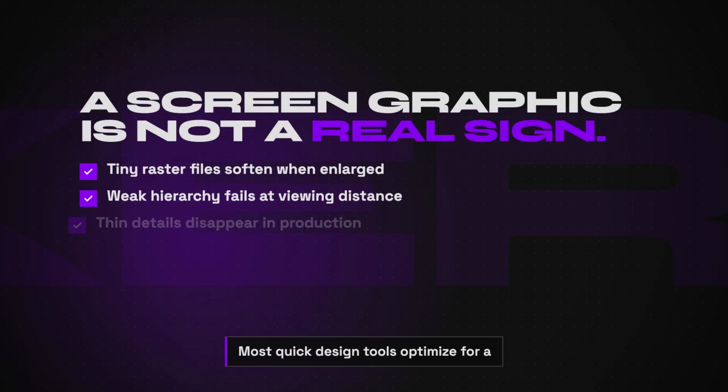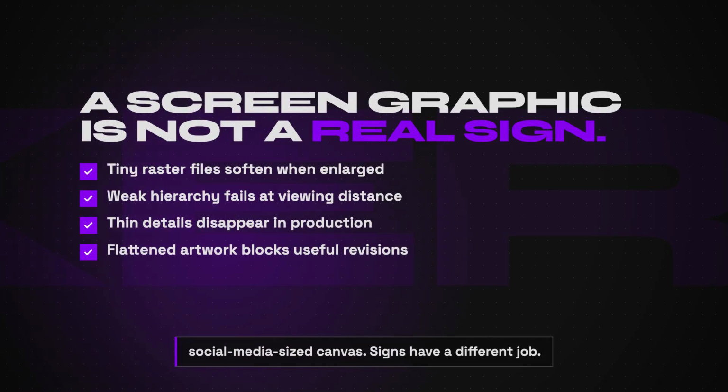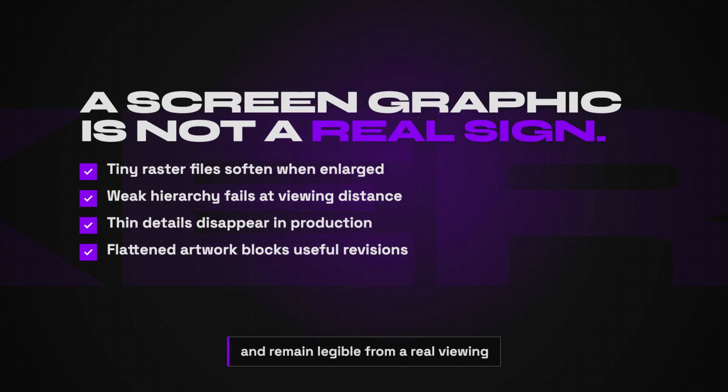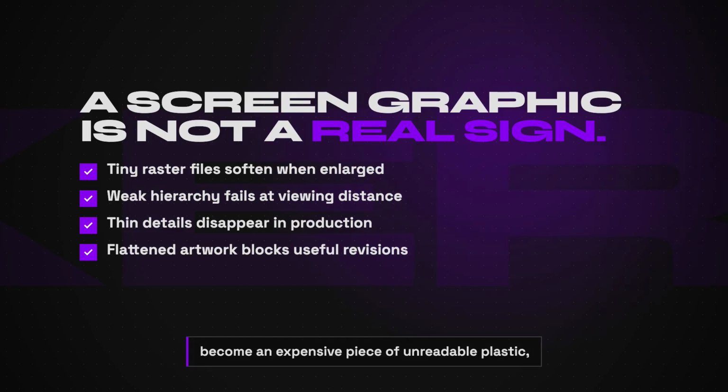Most quick design tools optimize for a social media-sized canvas. Signs have a different job. They must be understood in seconds, survive huge output sizes, work against changing light, and remain legible from a real viewing distance. A beautiful screen graphic can still become an expensive piece of unreadable plastic, vinyl, board, or fabric.